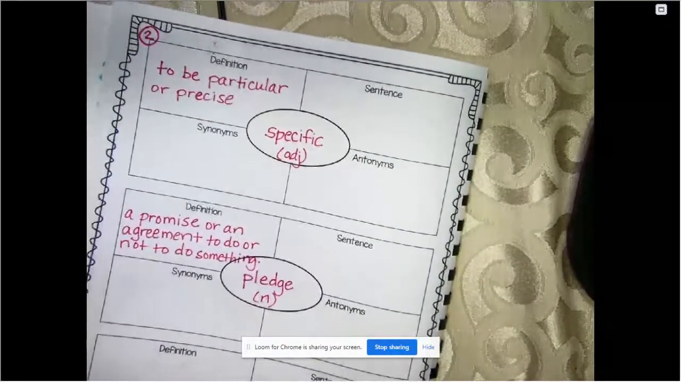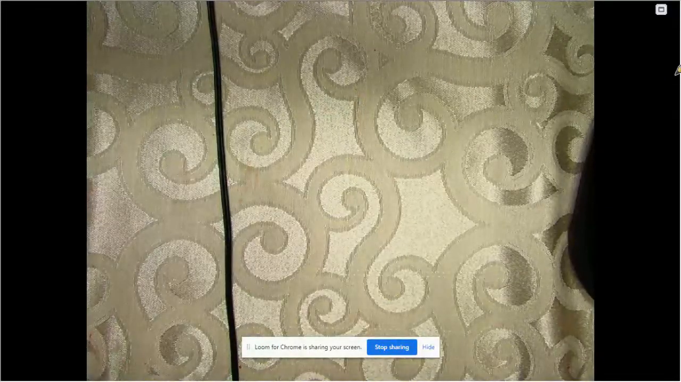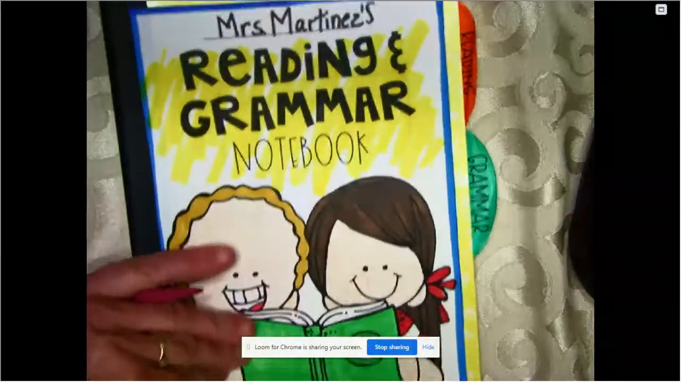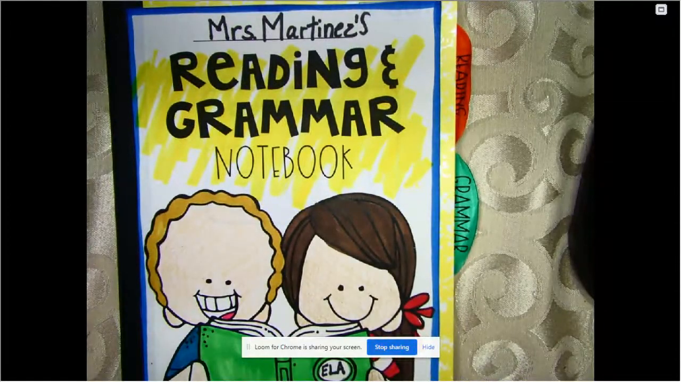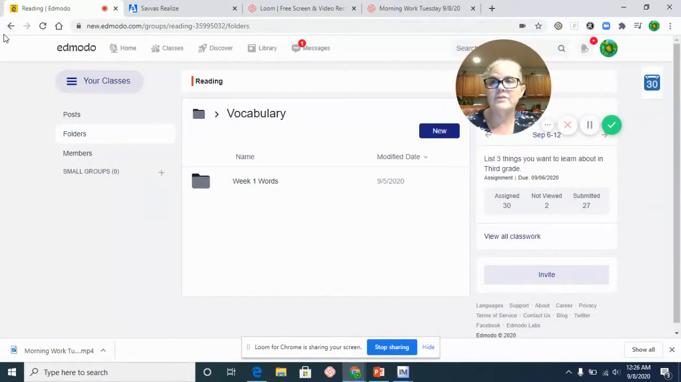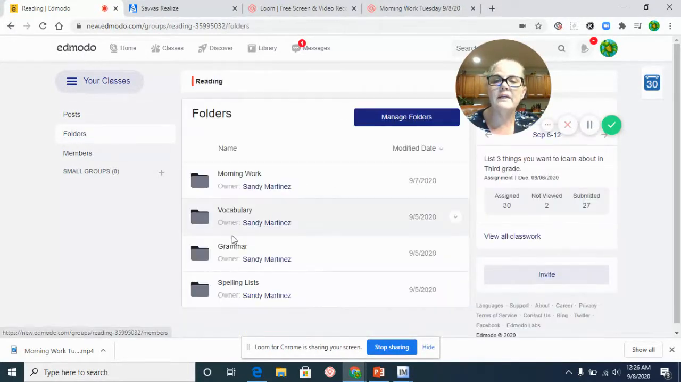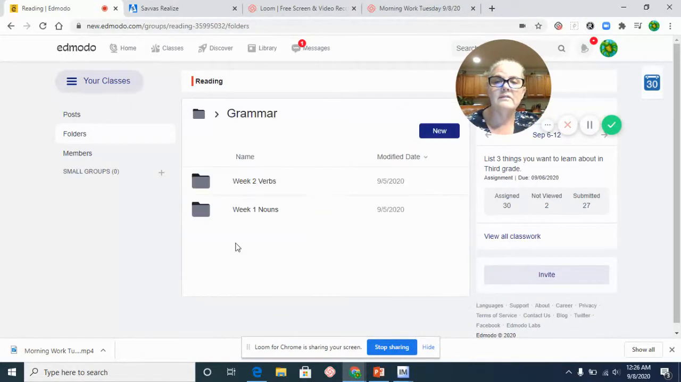Okay, once you are finished with that, you're going to go ahead and close your book, and we're going to get out our reading and grammar notebook next. And I will see you in the grammar folder in our Edmodo class. So we're going to go to the grammar folders. Let me go back. I'm going to go to my folders, and there's grammar. And week 1 is nouns. So that's what we're going to talk about. So I will see you in the next video talking about nouns.